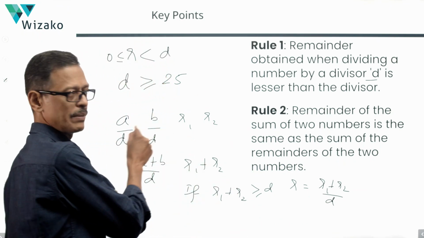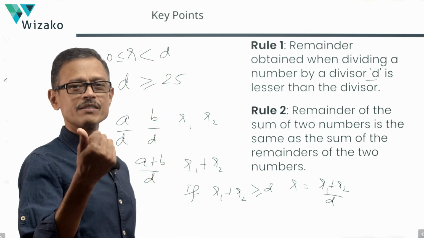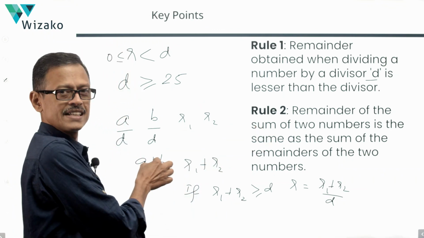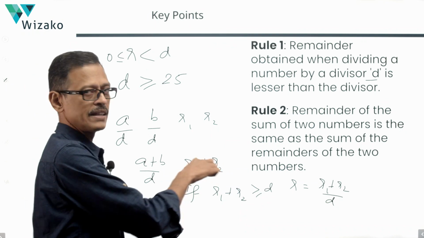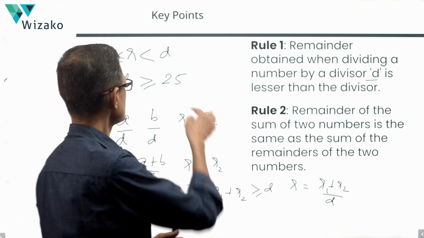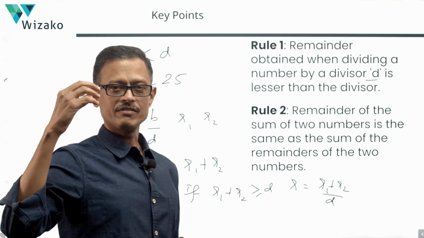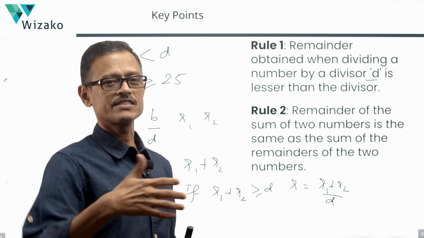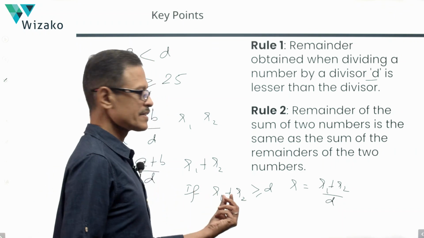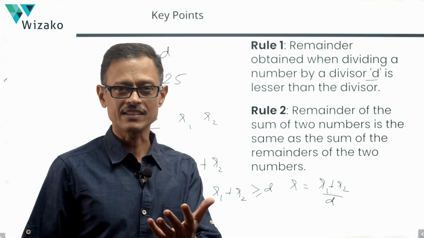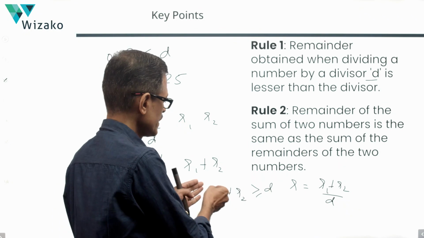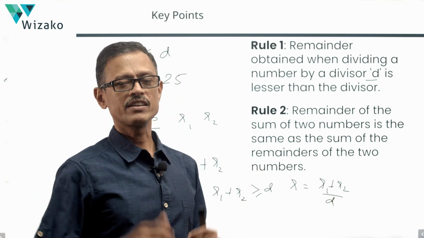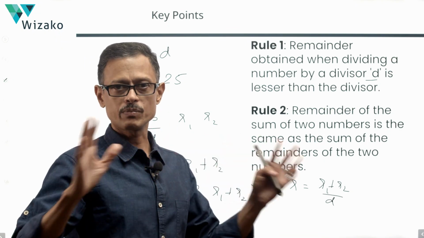If you have two numbers a and b divided by a common divisor d, and we get remainders r1 and r2, then when the sum of these two numbers is divided by the same divisor, the remainder is going to be the sum of the remainders. Obviously, we need to keep this factor in mind. The remainder, whichever process you use to find it, can never be equal to the divisor or greater than the divisor. So if r1 plus r2 ends up being equal to or greater than the divisor, we'll take r1 plus r2, divide it again by the divisor, and compute the remainder of that division. That's going to be the final remainder. So this process is clear to us.